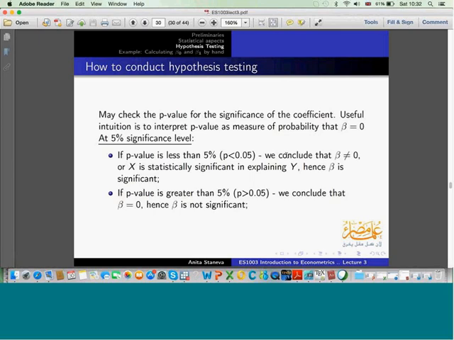So beta is significant. However, if the p-value is greater than 5%, p greater than 0.05, we conclude that beta is equal to zero, so beta is not significant in explaining our case.